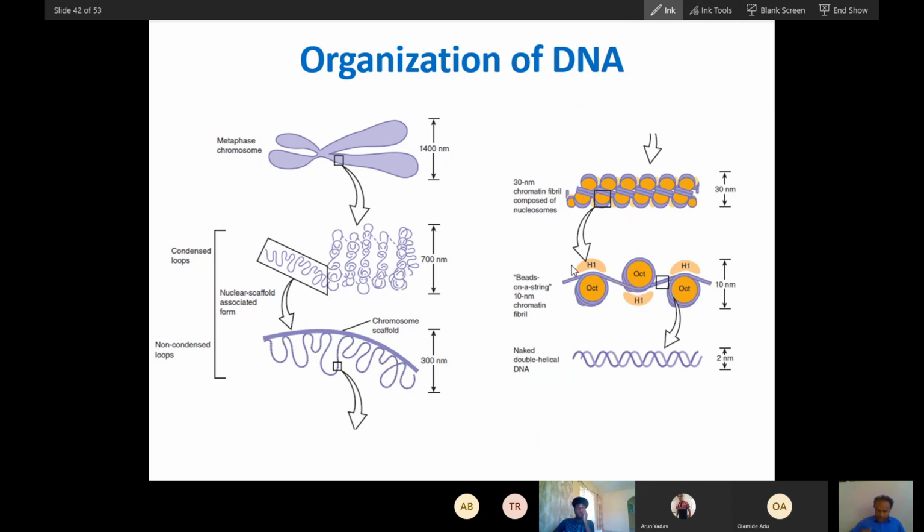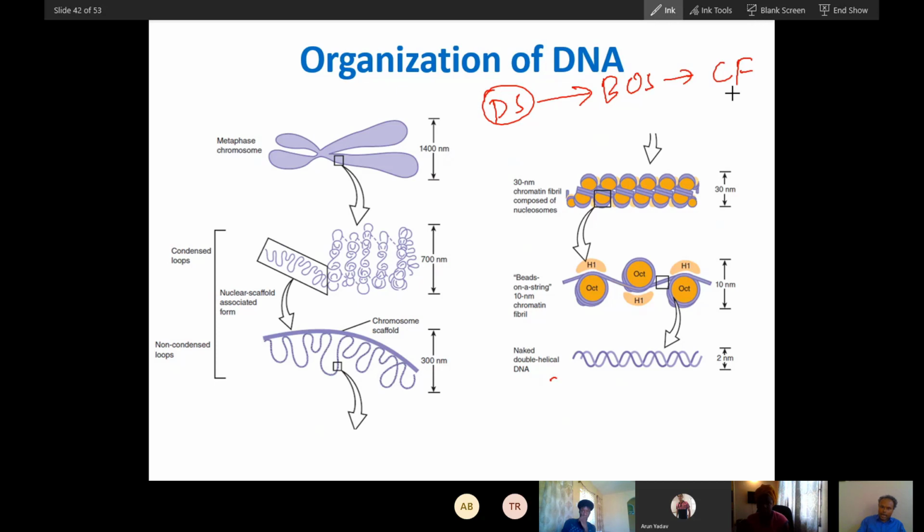Now the question comes in our cell. So you understood first the double stranded DNA. Then second is the beads on string, and third is the CF. Then this CF will fold into this chromatin scaffold. It will fold into this 300 nanometer structure, and this 300 into the 700 nanometer structure. So this 700 nanometer structure is the chromatid.